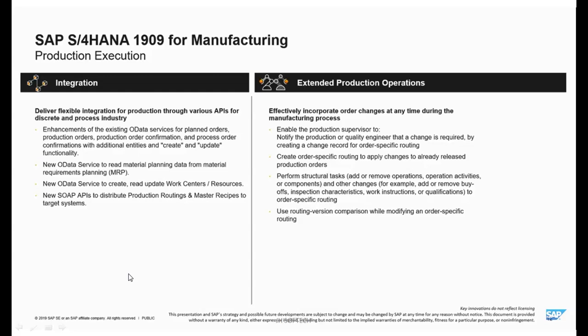Perform structural tasks, add or remove operation activities and other changes. For example, add or remove BOMs, inspection characteristics, work instructions or qualifications to order specific routing. And we can also use routing version comparison while modifying an order specific routing.